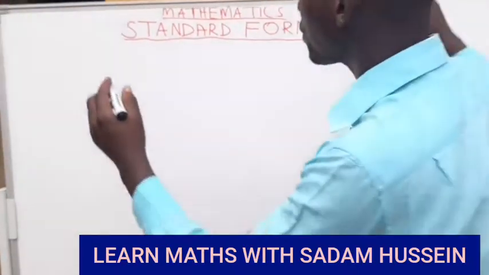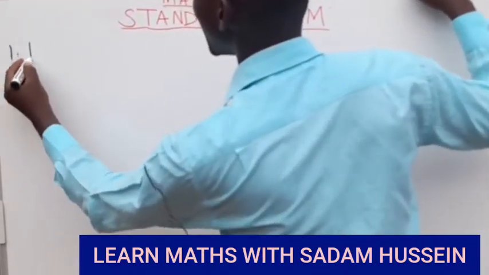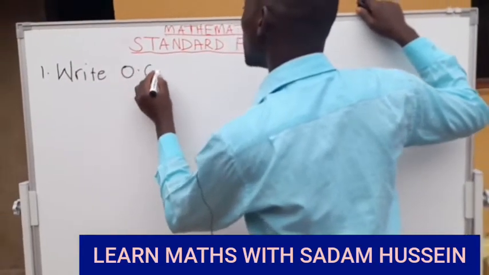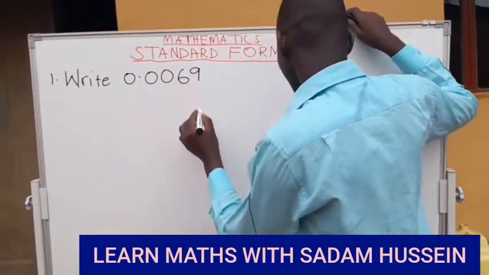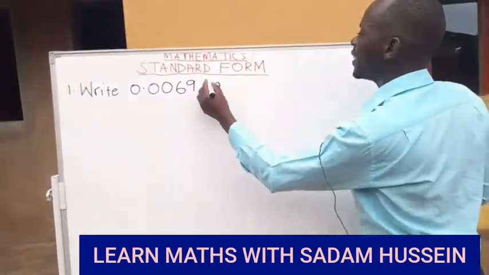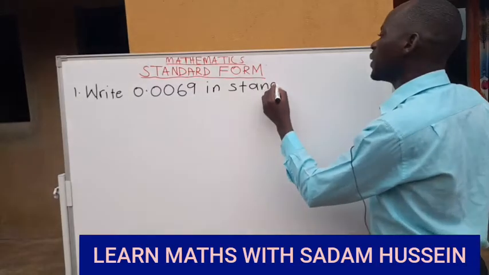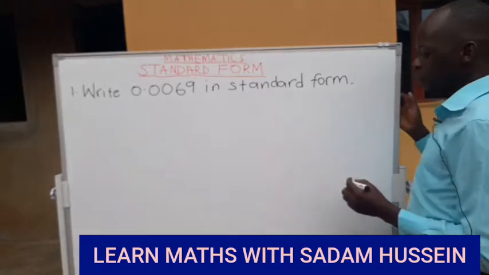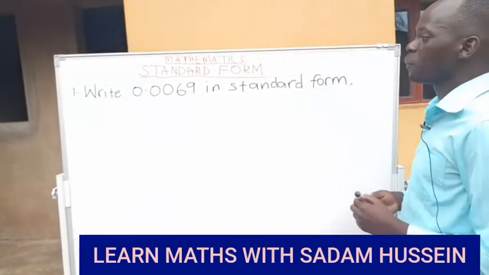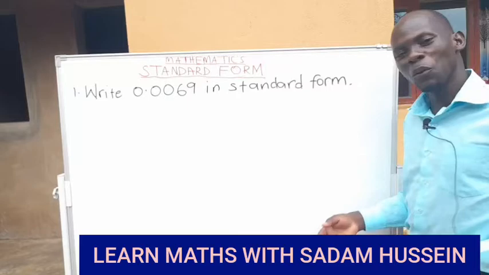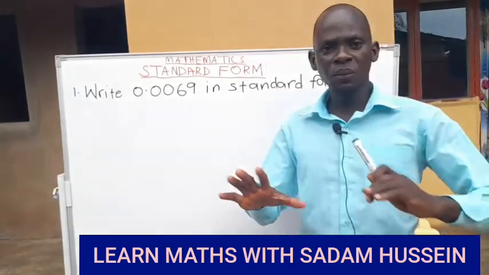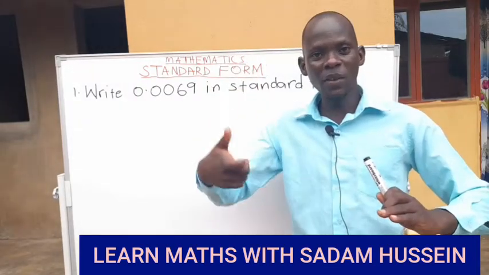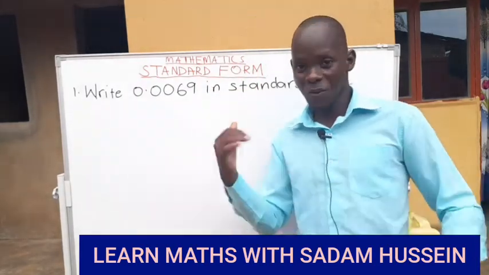Look at this one. Write 0.0069 in standard form. When we are writing that one in standard form, unlike the other one that we saw, you are supposed to be very careful and handle it the right way. The other one, we began by dividing, but it will be so much distinct from this one here.